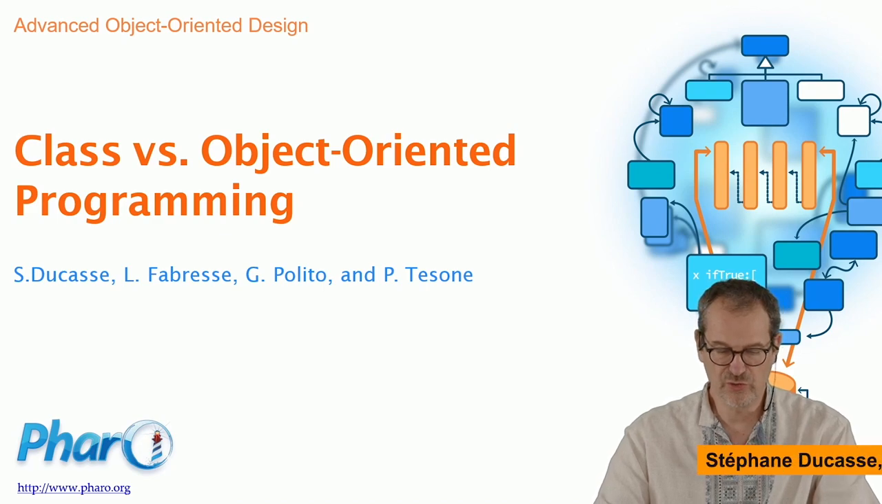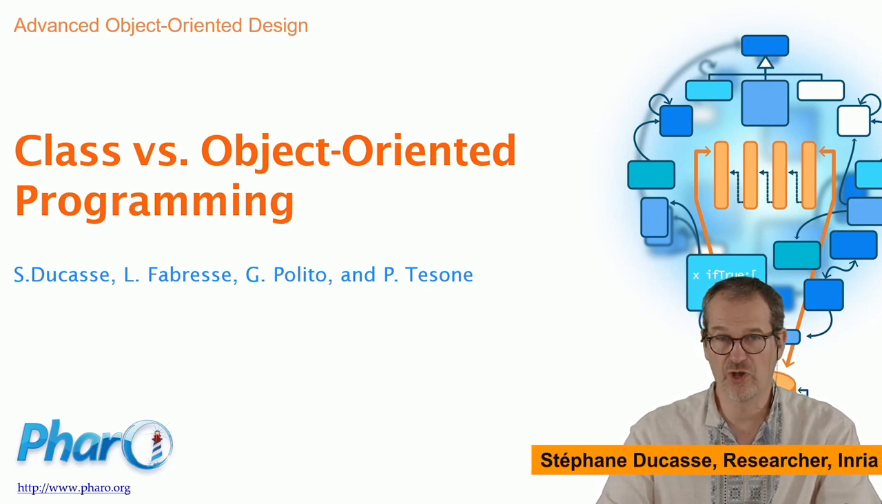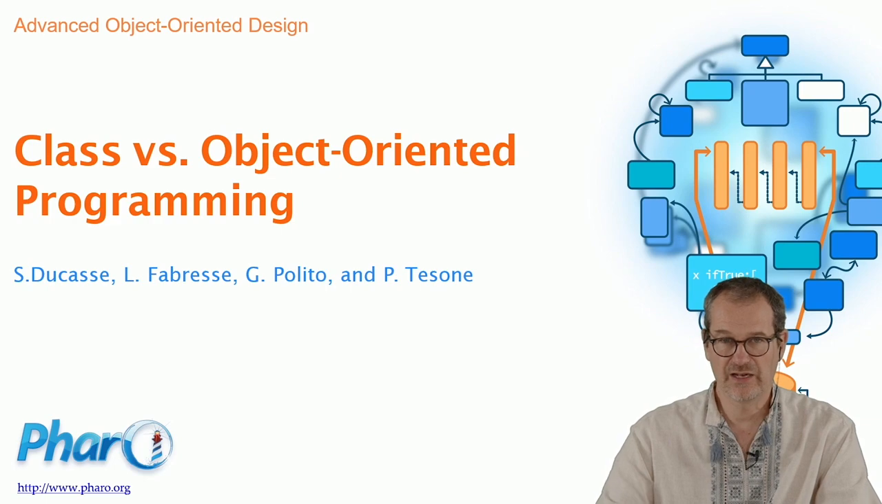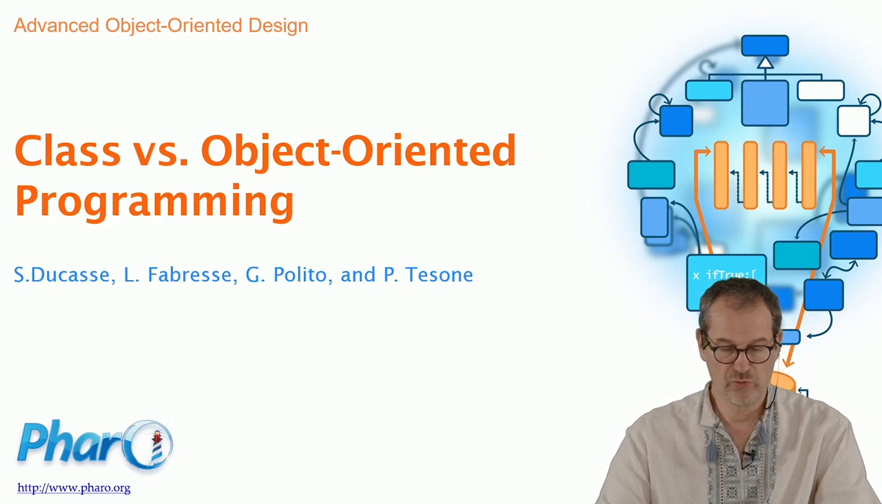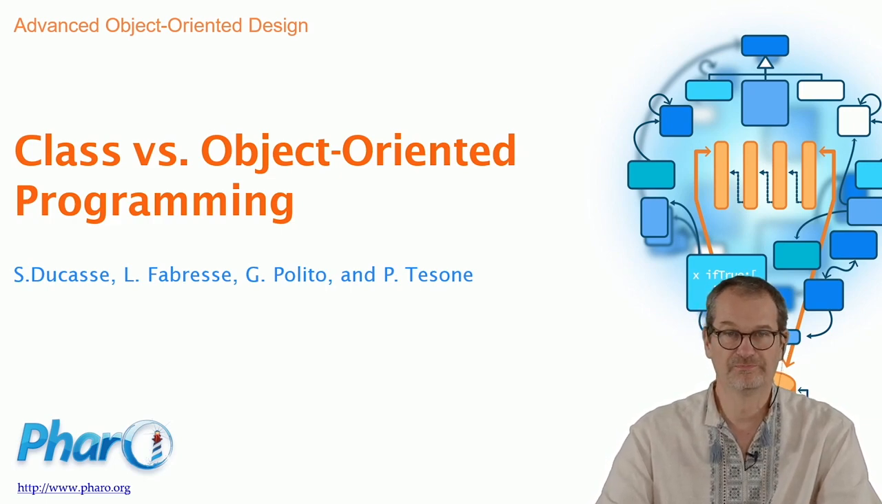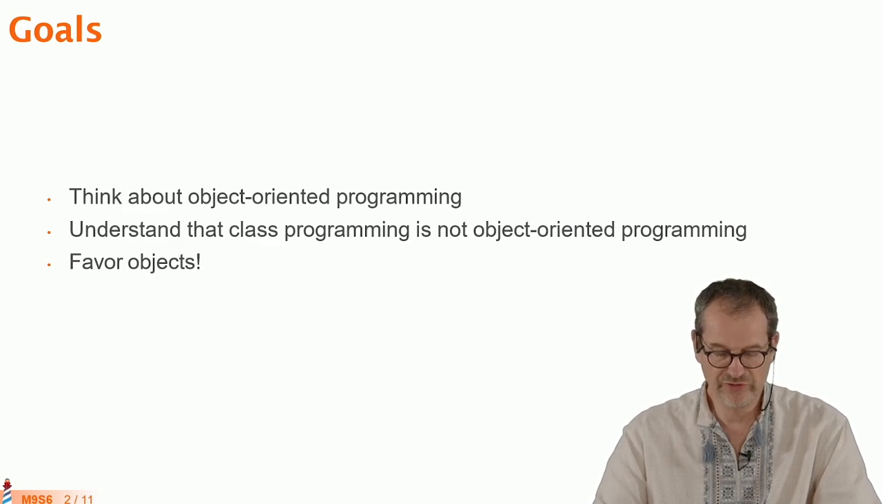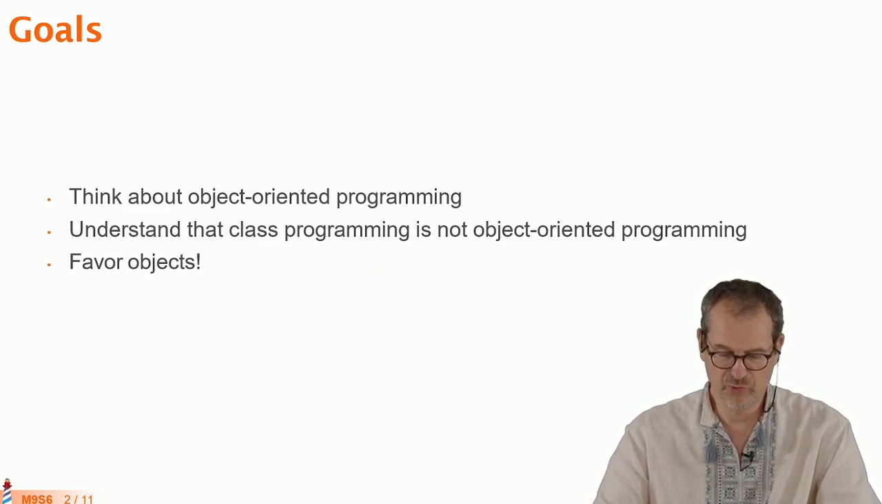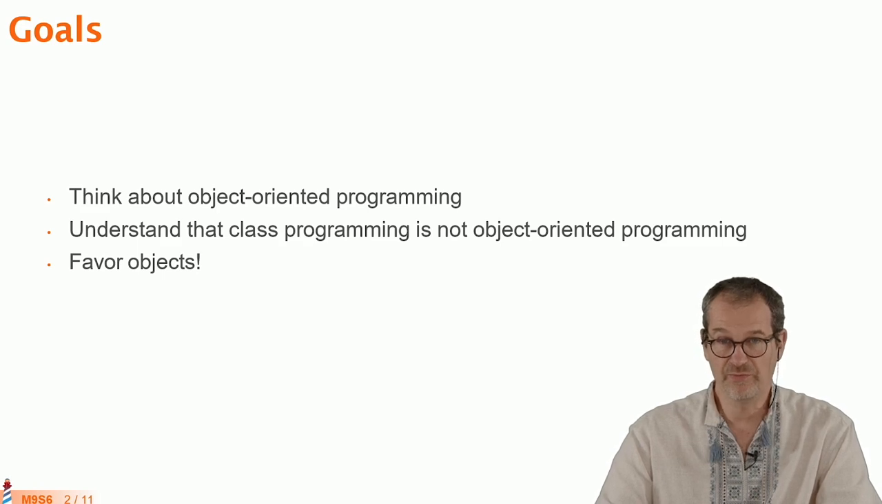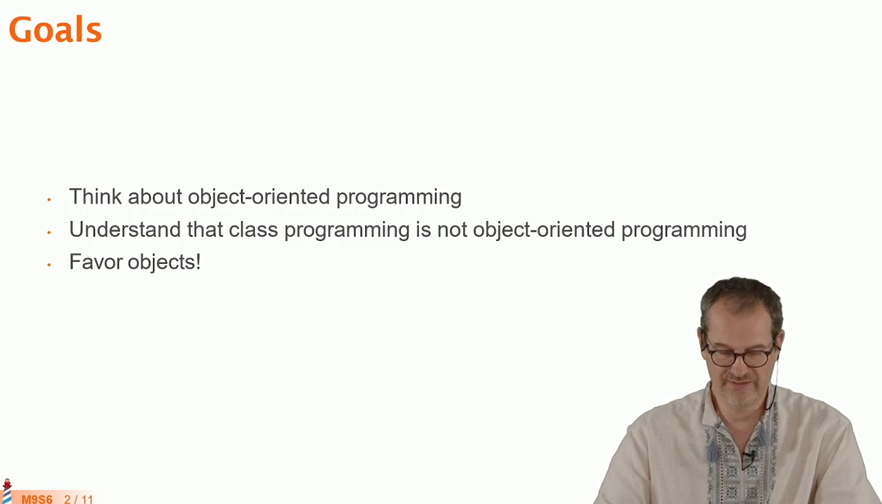Welcome to this little lecture where I want to stress the difference between object-oriented programming and class-oriented programming. You will wonder what it is, and I will show you what class-oriented programming is and that you should not do it. The idea is to think again about what object-oriented programming is, because sometimes you may think that you are programming in an object-oriented way, but you are doing it more in a class way, and this is not really nice.